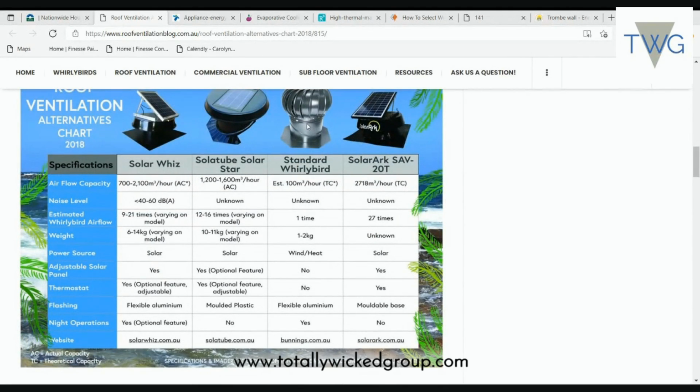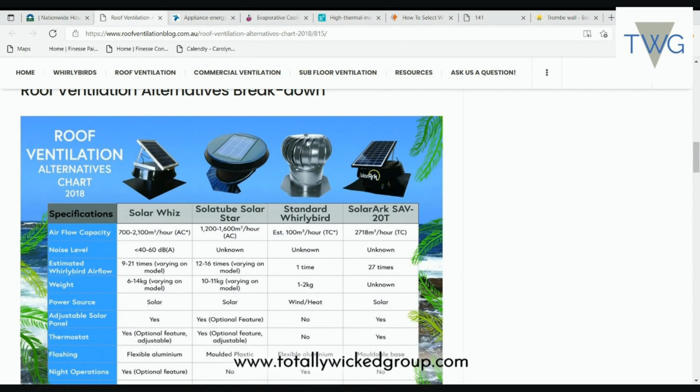These days, you can actually get active vents. So this is your standard whirlybird, and these are solar-powered ventilators. If you look at the airflow capacity of a standard whirlybird, you're looking at 100 cubic meters an hour, as opposed to 700, 1,000, nearly 3,000 an hour. So this one here is 27 times more effective than a standard whirlybird, because it uses solar power.